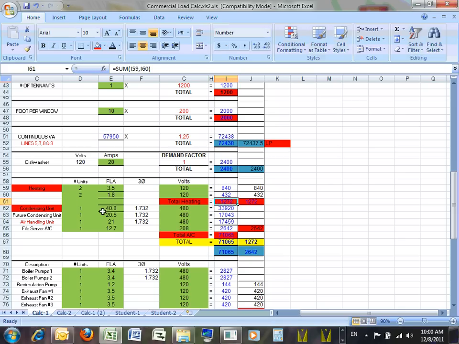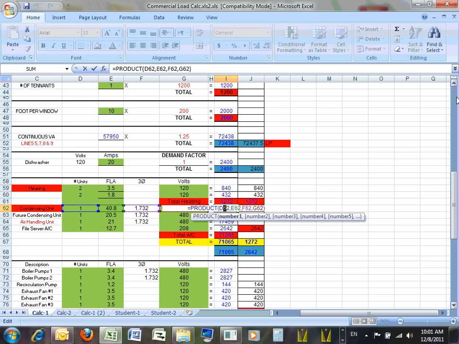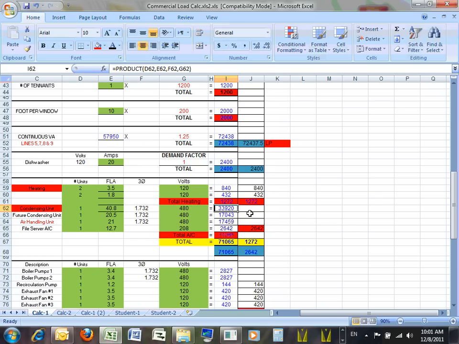Condensing unit. I have one condensing unit, Chris, and it's burning at 10.4. It's three phase and it's running at 480. So I need to find the volt-amps for it. You multiply the full load amps by the three-phase component 1.73, by the voltage 480, and that will give you the volt-amp number here.